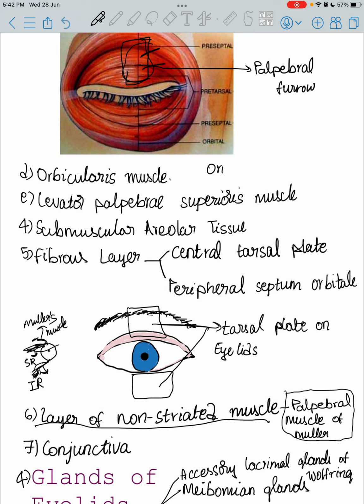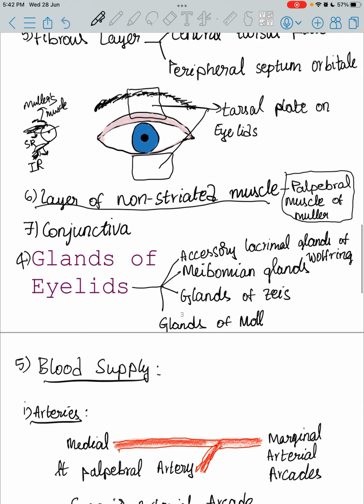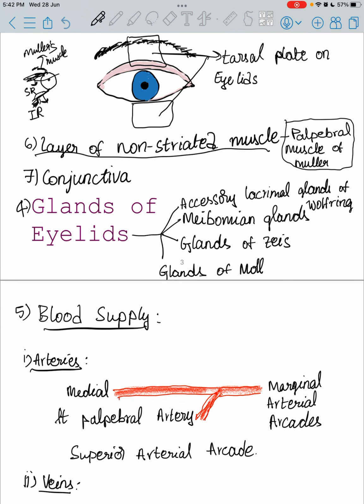Beginning of the marginal conjunctiva marks the mucocutaneous junction. As we already discussed above about mucocutaneous junction, let us discuss about glands of eyelids. There are four glands. They are meibomian glands, glands of Zeiss, glands of Moll, and accessory lacrimal glands of Wolfring.